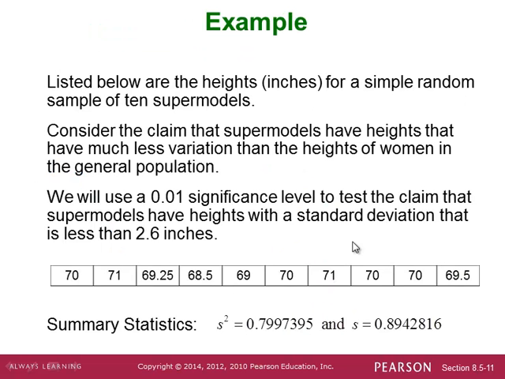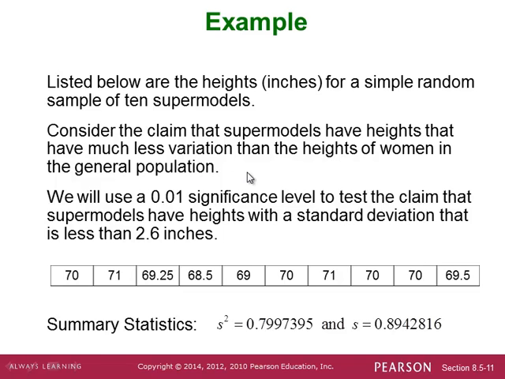Now we're going to do one example to show you what this looks like, and this is going to actually be a one-tailed test. Listed below are heights in inches for a simple random sample of 10 supermodels. So here are 9 measurements of heights of supermodel women. We're going to consider a claim that someone has made that supermodels have heights that have much less variation than the heights of women in the general population.